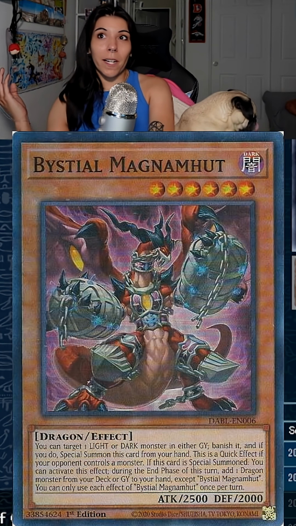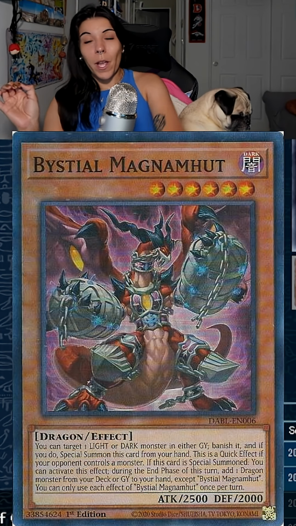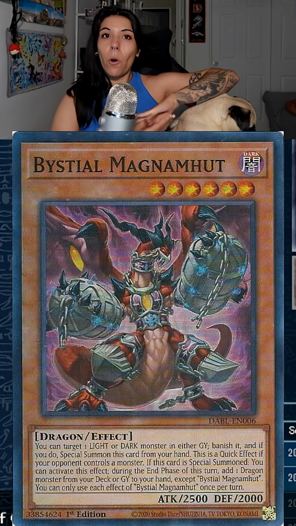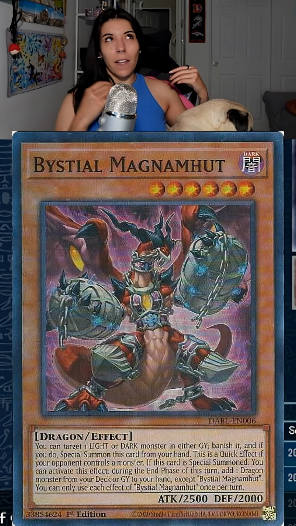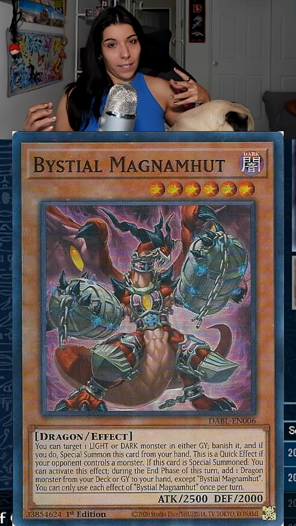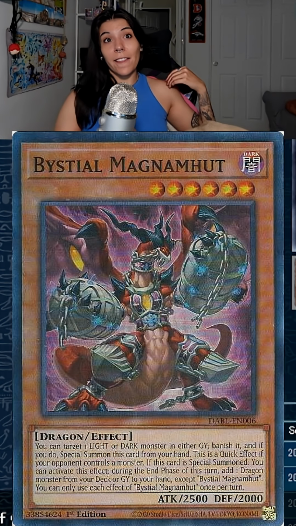So a great example for targeting as an activation requirement is the Bistrals. So notice Bistral Magnum says you can target one light or dark monster in either graveyard, semicolon. So we talked about cost and how yes, semicolon does denote cost. It also denotes activation requirements. This is technically not cost. It is, however, something you have to do in order to activate the effect.